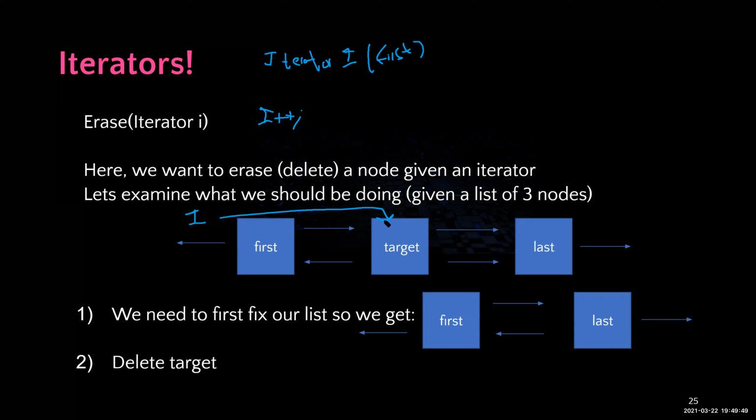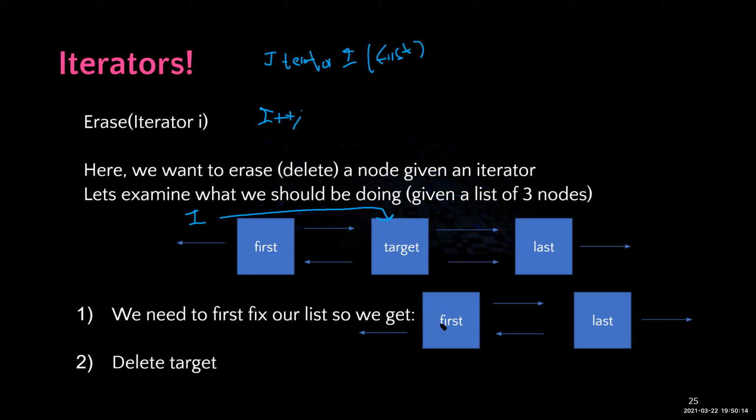And this is the example. This function isn't saying delete second. It's just saying delete I. So I'm just saying how you'd actually get I in this case. But in this case, we're just passing in iterator I. And what we want to do here is we want to go ahead and just get rid of target. And we want to fix our nodes such that first, next now points to this right here. And this node's previous points to first.